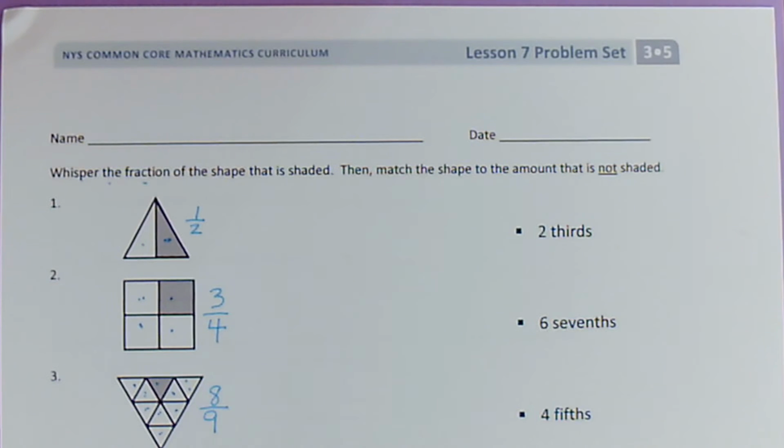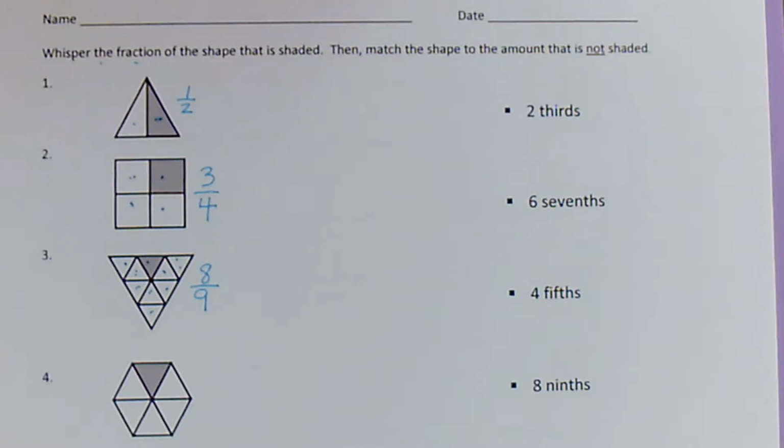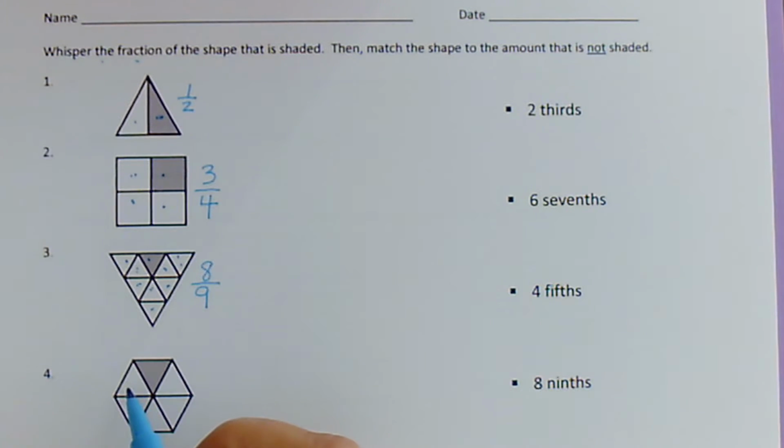Okay? So I'm going to do that for the rest of these as I'm looking at this page. Okay? I just figure out how many altogether? 1, 2, 3, 4, 5, 6. And there's how many not colored in? 1, 2, 3, 4, 5. So 5 out of 6.